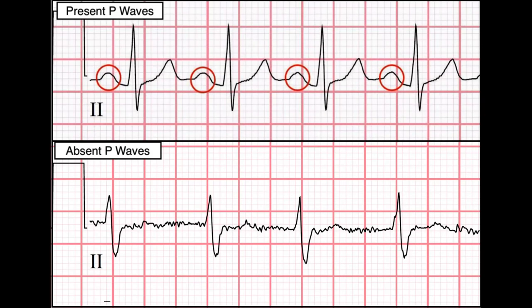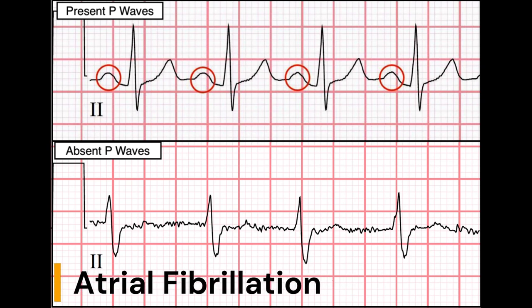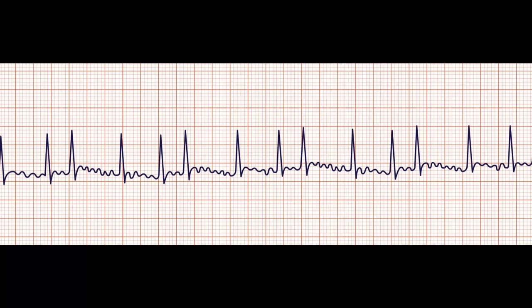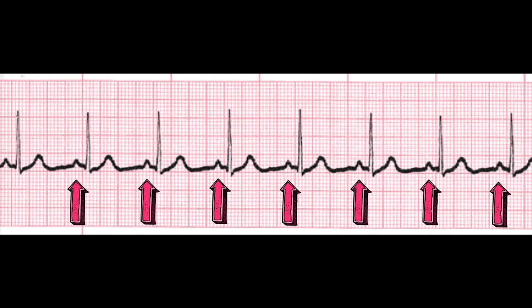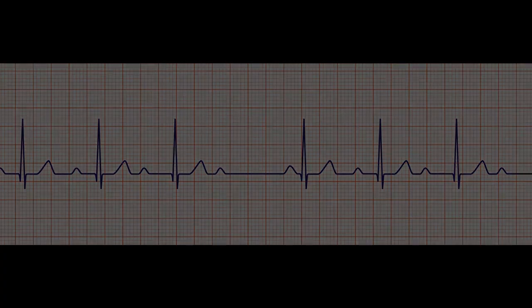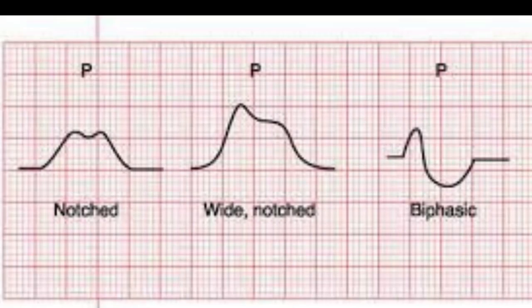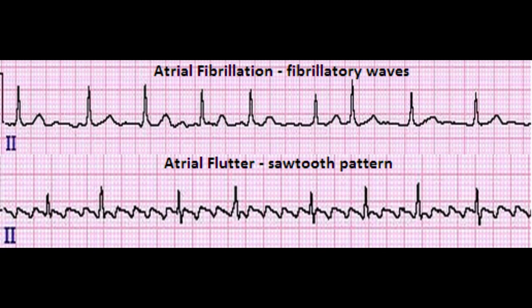In atrial fibrillation, the P waves may be absent or replaced by chaotic and irregular electrical activity. The timing of P waves is also important. In a normal sinus rhythm, P waves should be regular and occur at a consistent interval. If the P waves are irregularly spaced or show varying morphology, such as varying shapes and forms, this may indicate an arrhythmia such as atrial fibrillation or flutter.